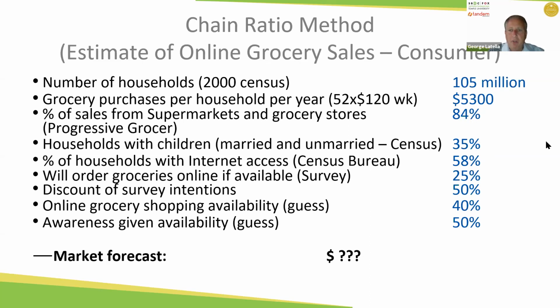Now, this number is probably higher now, but back then in 2000, 58% of all households had internet, which means that 42% didn't. And this is why grocery stores still printed paper circulars, but you're not seeing a lot of paper circulars now, right? But this is why they did it.